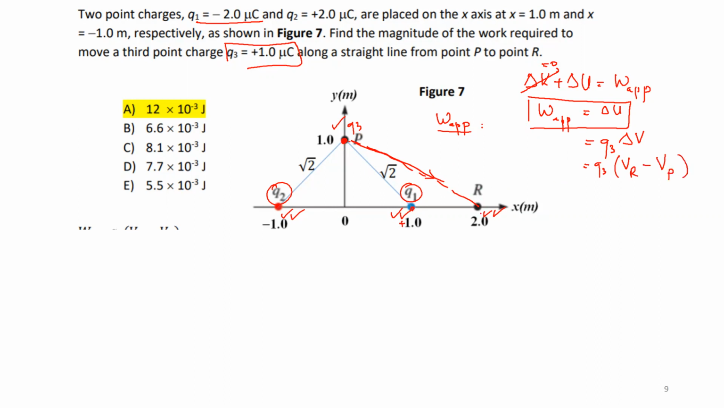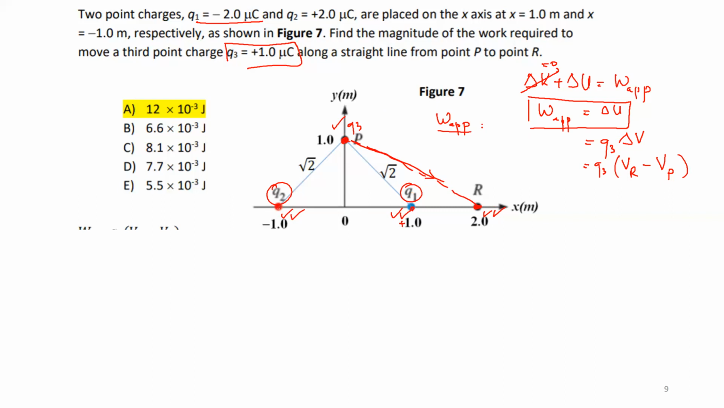Meaning, I need to get the potential created by Q1 and Q2 at this point R, and the potential created by Q1 and Q2 at point P. So I'm moving Q3, so this delta U is Q delta V, because you remember we already discussed this before. So that's what I did here. Let's first calculate VP here.